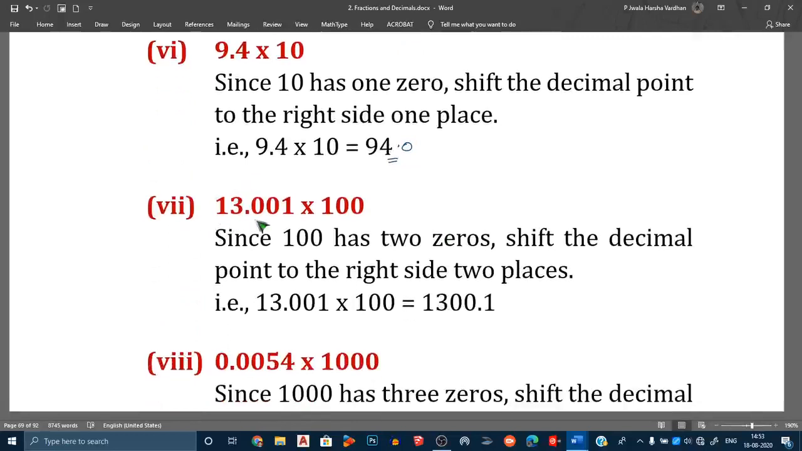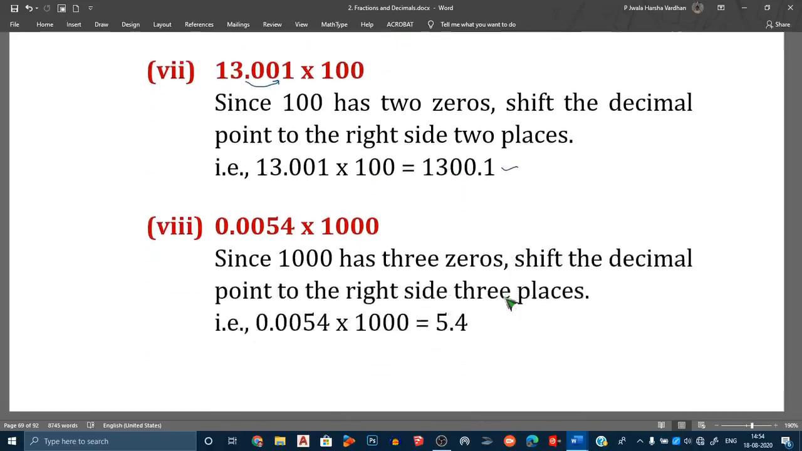Next here, 13.001 into 100. Here also you can shift the point 2 digits because 100 has 2 zeros. So it will become 1300.1. Since 100 has 2 zeros, shift the decimal place to the right side 2 places. So that will become 1300.1.